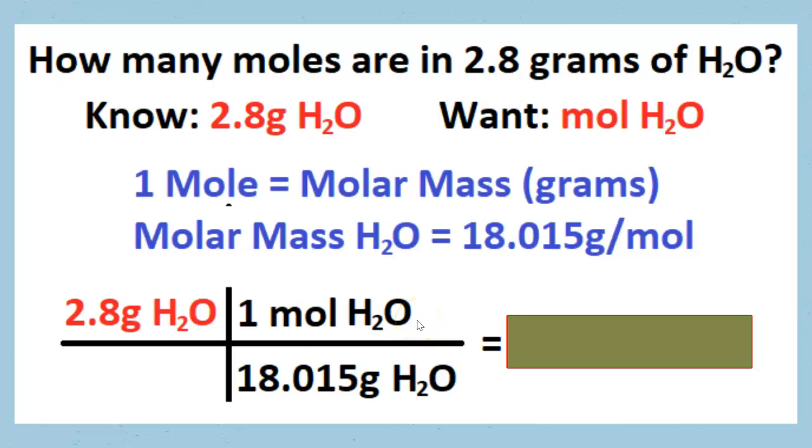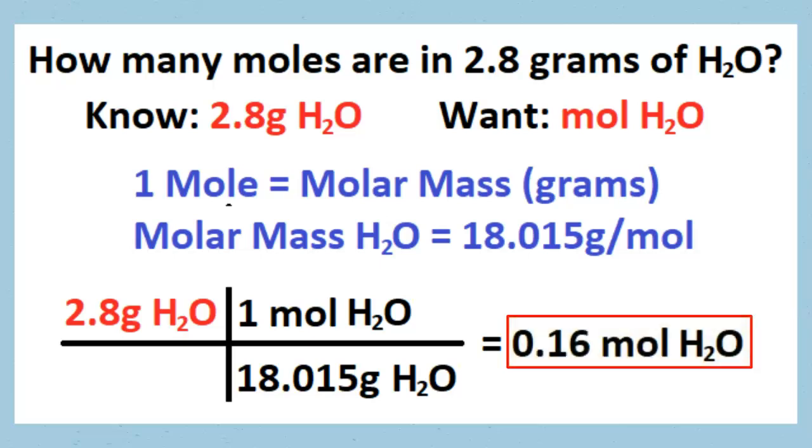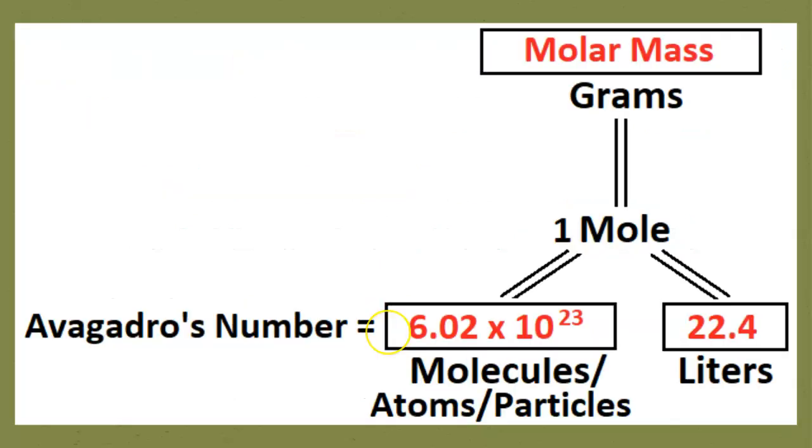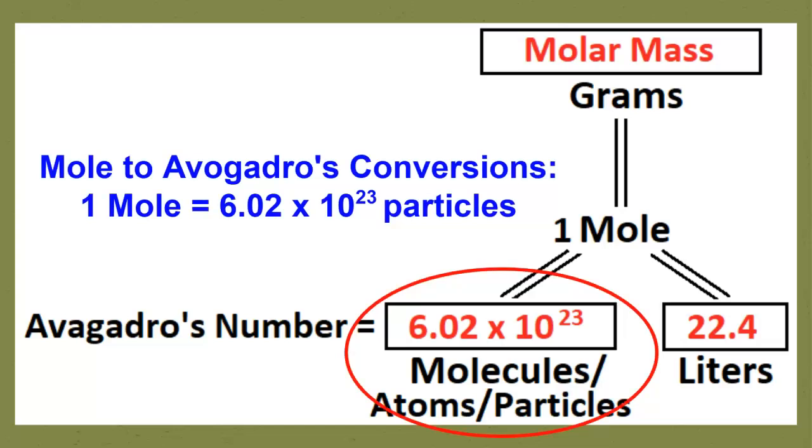Multiply your top numbers, divide by your bottom numbers. So 2.8 times 1 divided by 18.015 gives us our total, which is 0.16 moles of H2O. And that's how you go from grams to moles. Now let's go over how we go from moles to Avogadros.